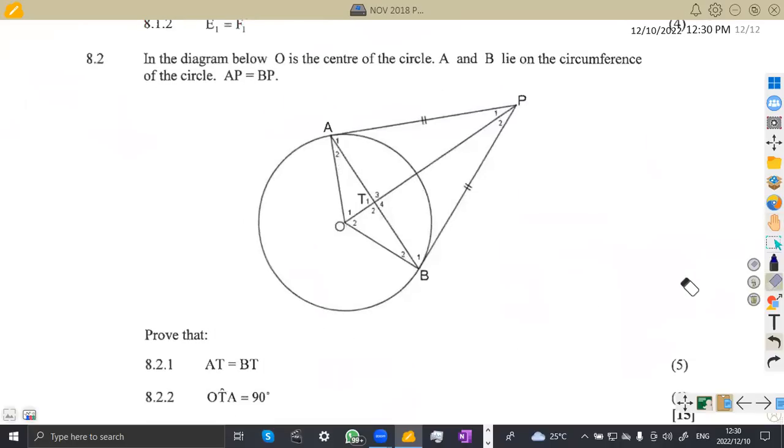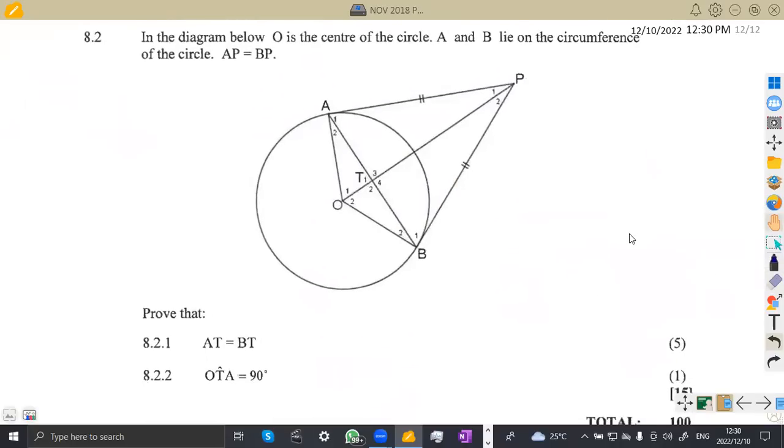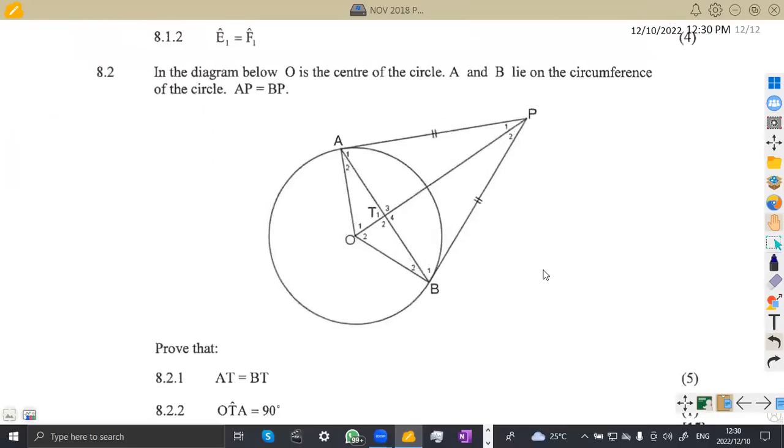All right, on question 8, we do not need all the rest, so let's just remove this. On question 8.2, we are now given in the diagram, O is the center of a circle. All right, so there is O here, which is the center of a circle. And we are given A and B lie on the circumference of the circle such that AP is equal to BP. So from A to P and B to P, they're equal.